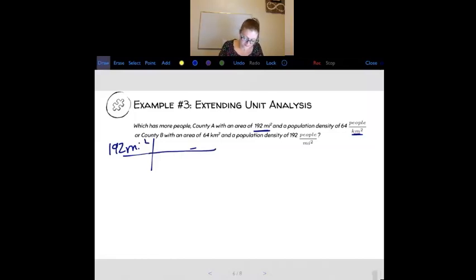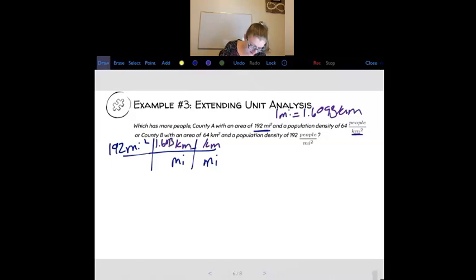Okay, so again, this is miles times miles. It needs to cancel out twice. So I'm going to put miles in the bottom. The conversion factor, 1 mile is equal to 1.6093 kilometers. Okay, so we would have kilometers, 1.6093. I need to write bigger.